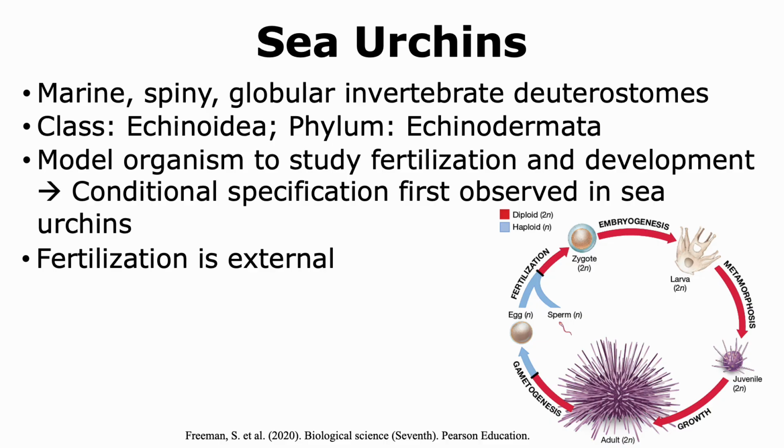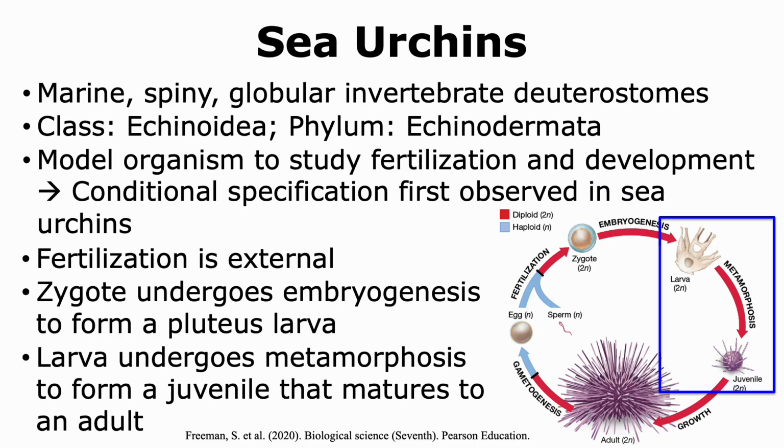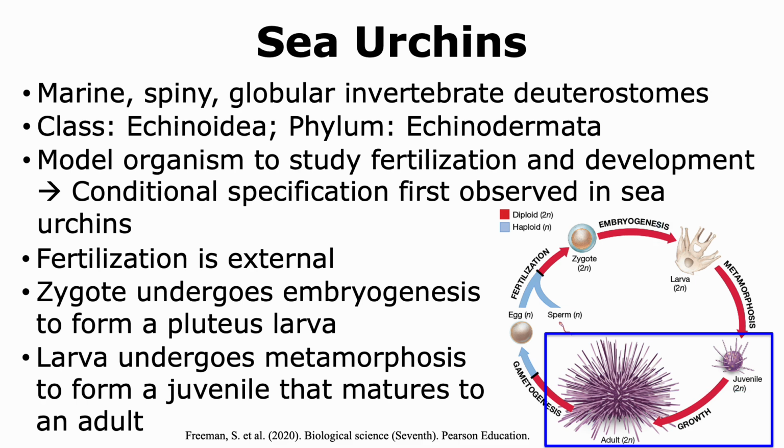When we look at the life cycle of sea urchins, once a zygote is formed, the zygote undergoes embryogenesis to form a larva that is also called a pluteus larva. That larva then undergoes metamorphosis to form a juvenile sea urchin that will then mature to form an adult sea urchin.